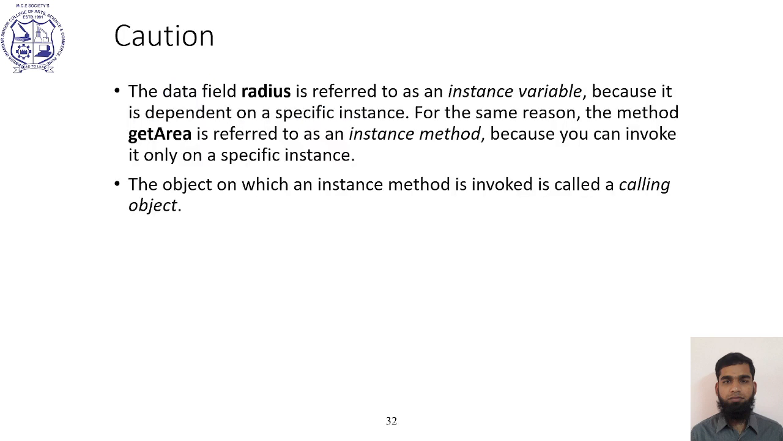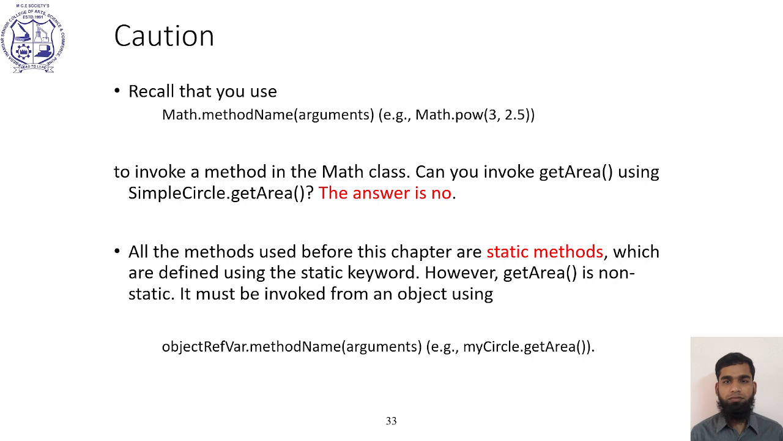The data field radius is referred to as an instance variable because it is dependent on the specific instance. For the same reason, the method getArea is referred to as an instance method because you can invoke it only on a specific instance. The object on which an instance method is invoked is called the calling object. All the methods used before this chapter are static methods, which are defined using the static keyword.